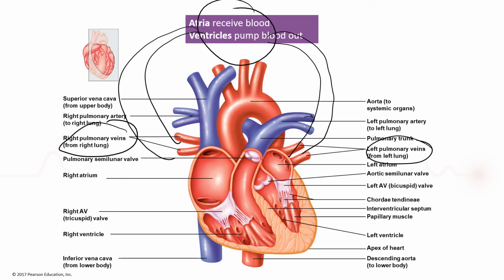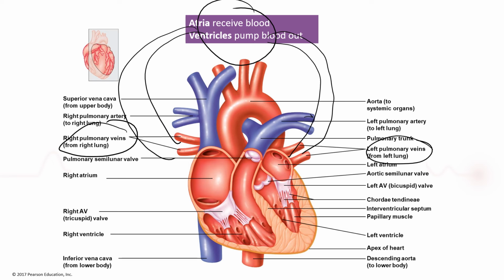But what type of blood is within the left and right pulmonary veins? Well, the type of blood that exists in the left and right pulmonary veins is oxygenated, right? Because it's blood that's coming from the lungs that just got oxygenated. So the left and right pulmonary veins carry oxygenated blood back towards the left side of the heart.